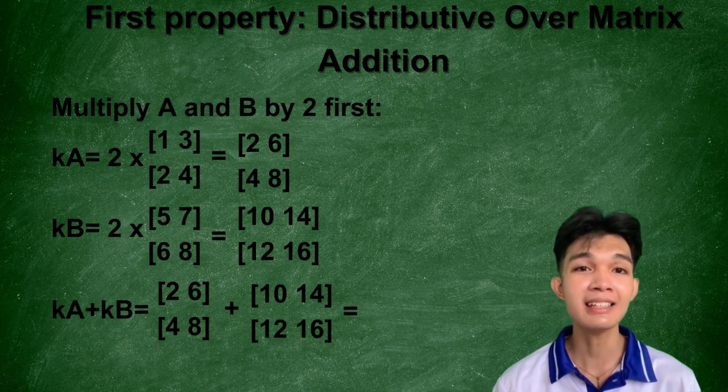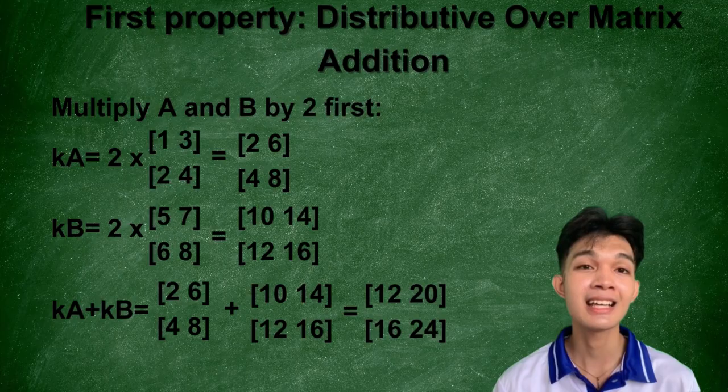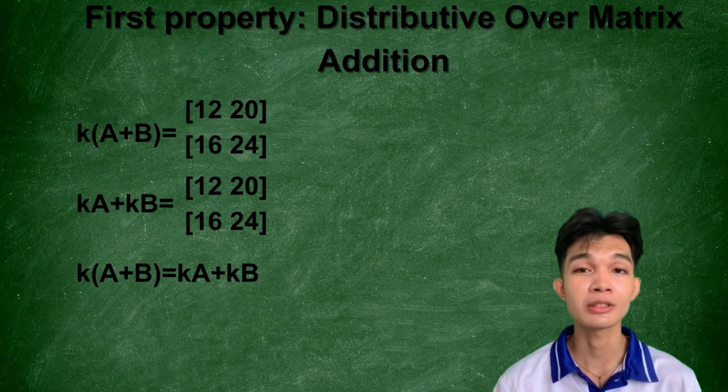2 plus 10 is equal to 12, 4 plus 12 is equal to 16, 6 plus 14 is equal to 20, and 8 plus 16 is equal to 24. So both methods gave the same result, showing that the property is true.